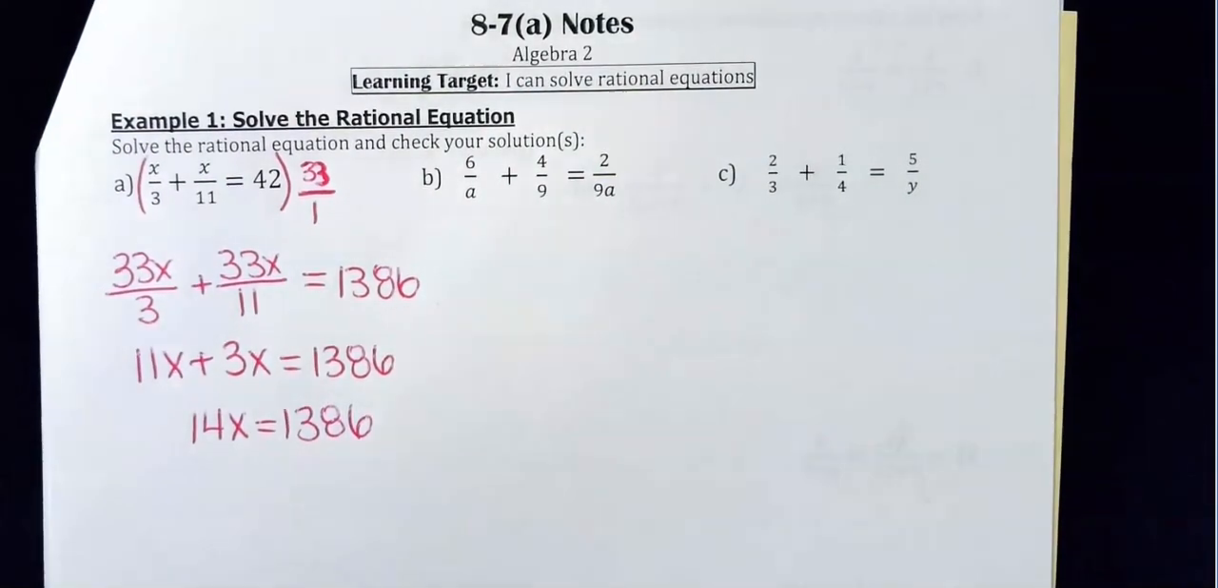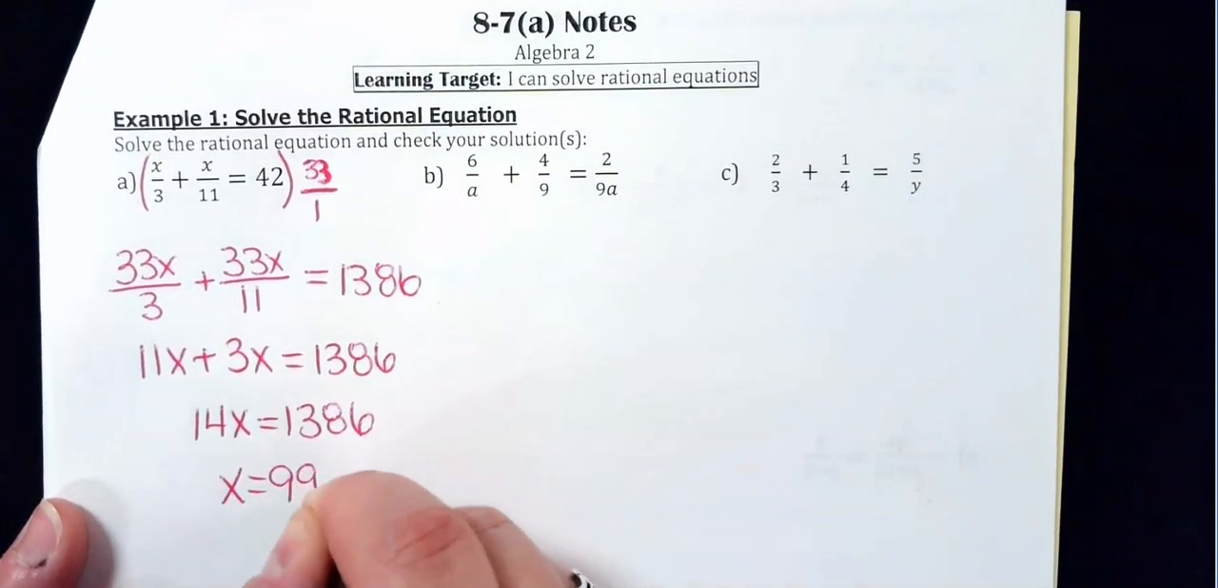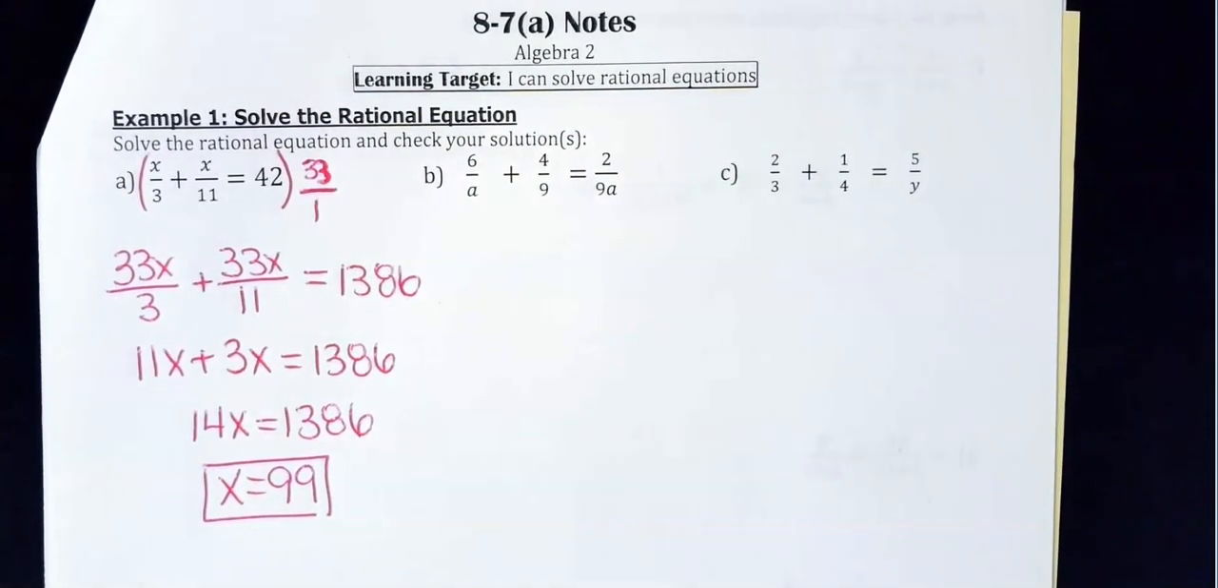I'm just going to grab my calculator real quick and divide 1386 by 14. And this actually ends up being 99. And that's all you have to do. It's not bad. Does anybody have any question about that one? Yeah.